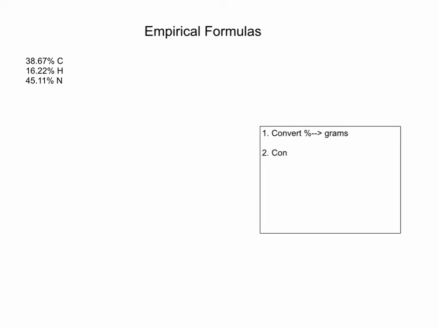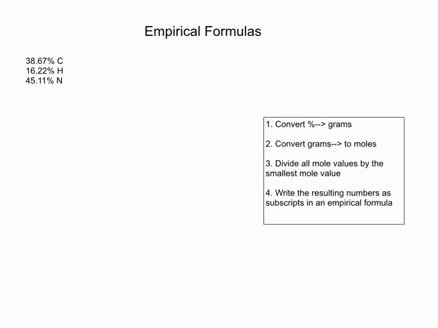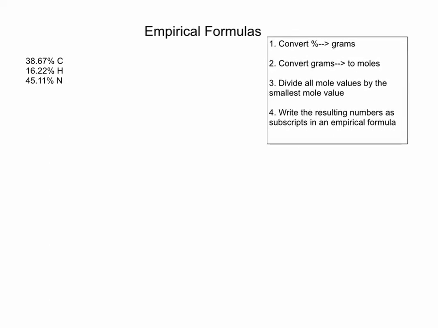Second, convert grams to moles. Third, divide all mole values by the smallest mole value. And then fourth, write the resulting numbers as subscripts in an empirical formula. So we have percent to grams, convert grams to moles, divide by the smallest mole value, and then write the resulting numbers as subscripts. So let's do this.